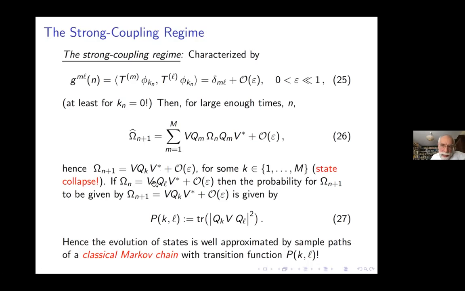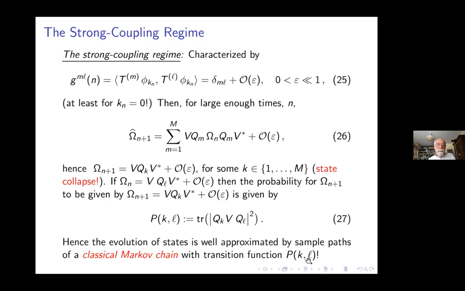So suppose that omega n is of the form, that's sort of the new induction hypothesis, suppose omega n is of the form V Q L V star for some index L between 1 and capital M. Then the probability to choose omega n plus 1 of the form V Q K V star is given by the trace of Q K V Q L absolute value squared. This follows immediately by applying the collapse postulate. What does it mean? It means that the evolution of states in the strong coupling regime, where these matrices G M L are close to the identity, is well approximated by the sample paths of a classical Markov chain with transition function given by P of K and L.